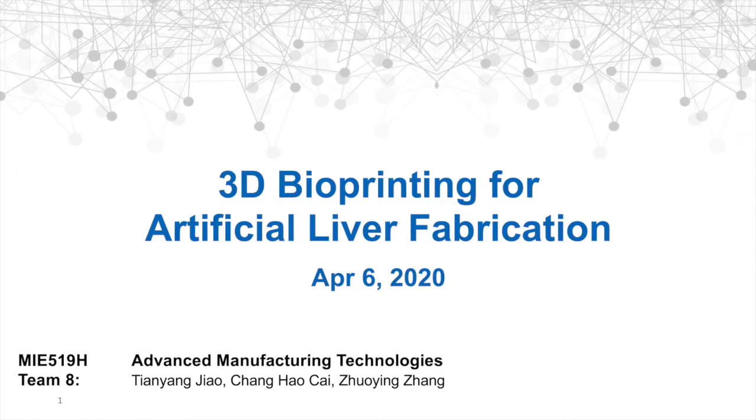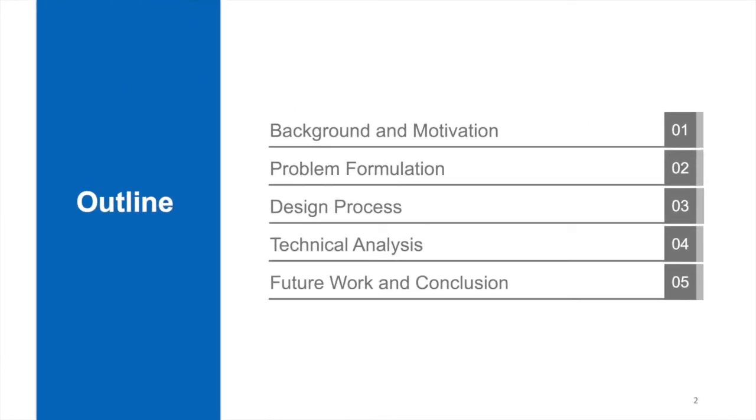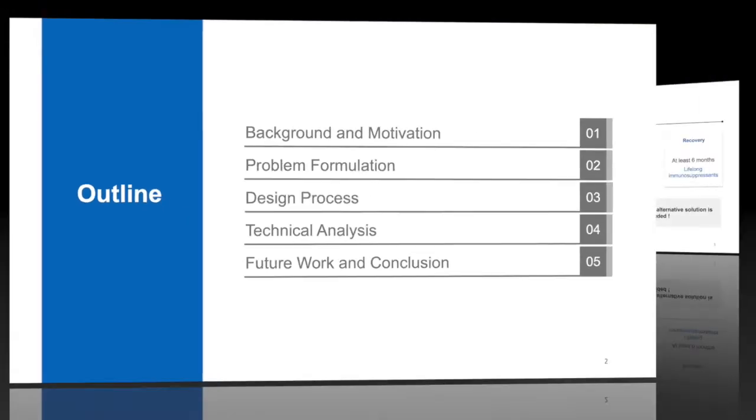Today we will be presenting on 3D bioprinting for artificial liver fabrication. In today's presentation, we will first give some background on liver transplantation, followed by existing challenges with the process. We will then talk about our proposed process of using 3D bioprinting to fabricate artificial livers for transplant, and how it compares with the current process through a technical analysis. Lastly, we will discuss areas of improvement for the future, and then conclusion.